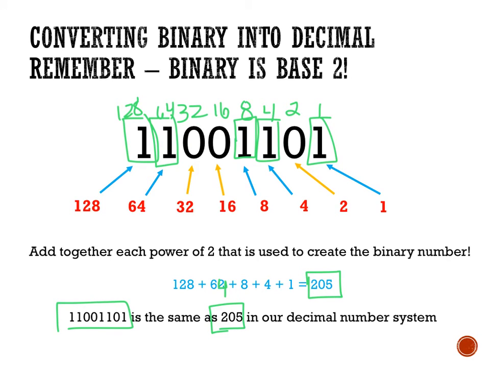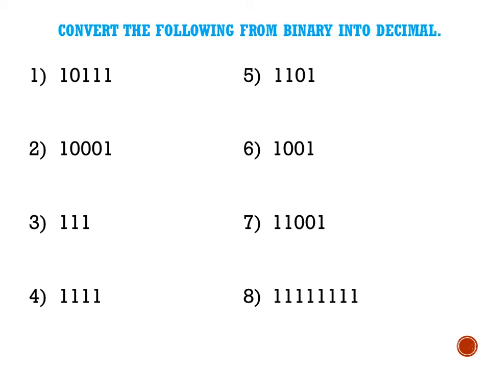So the first thing you should be able to do is convert from binary into our decimal number system. So what I'd like you to do here is pause the video and practice converting from binary into decimal. So pause the video, work through these 8 problems, and then on the next slide, you can check your knowledge of how you're doing. Can you convert binary into decimal fairly easily?